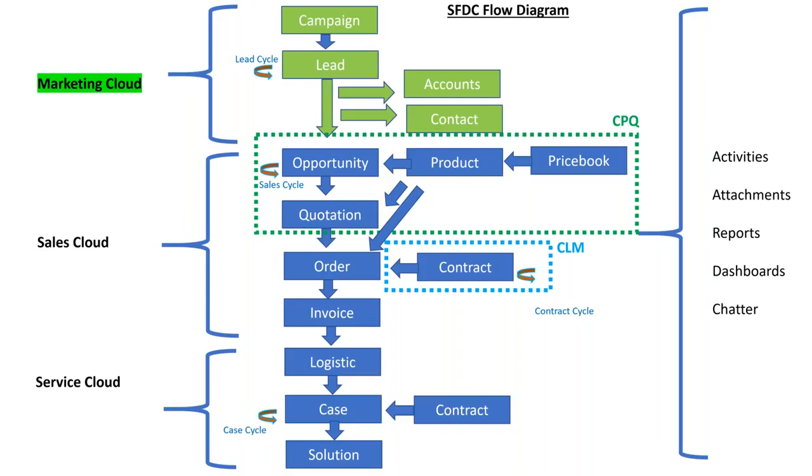We have 7 elements in Salesforce. Clear? Opportunity, product, price book, quotation, order, contract, invoice. There are 7 elements in Sales Cloud. Now, write down the first element called opportunity.